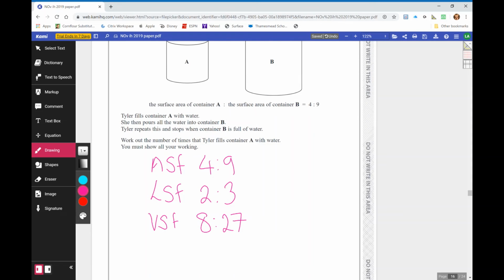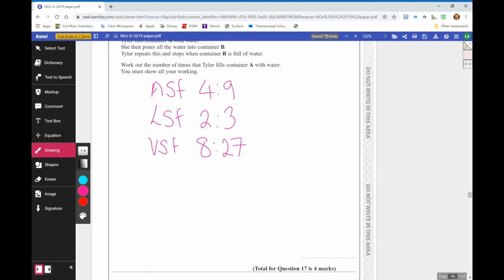Okay, and then what is actually asking, so Tyler fills container A with water, she then pours all the water into container B. Tyler repeats and stops when container B is full. Okay, so basically how many 8s can we get into 27? So we could just do 27 divide 8 equals, well how many 8s go into 27? It'd be 3, and then you'll be left over 3. It doesn't really matter because you want it to be full of water, so you actually have to do it 4 times because otherwise it would not be full.